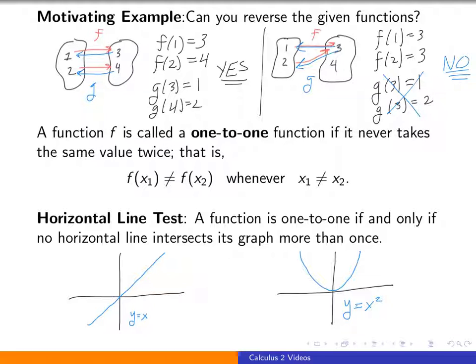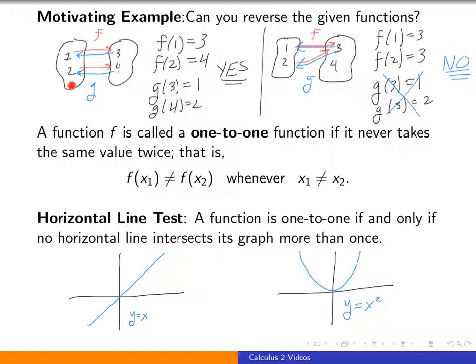And it turns out that this idea of reversing a function is really asking, can it have an inverse? And in order for that to happen, what we need is the function to be more like the first example and not like the second example. And the language we have for that is a one-to-one function. A function is one-to-one if it never takes the same value twice. That is, whenever x1 and x2 are different, their associated outputs have to be different.